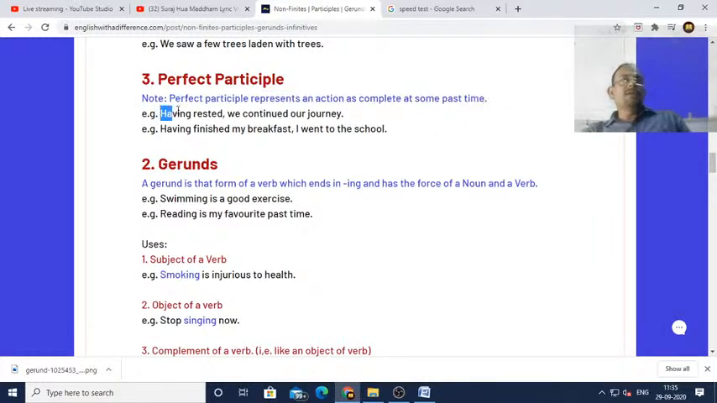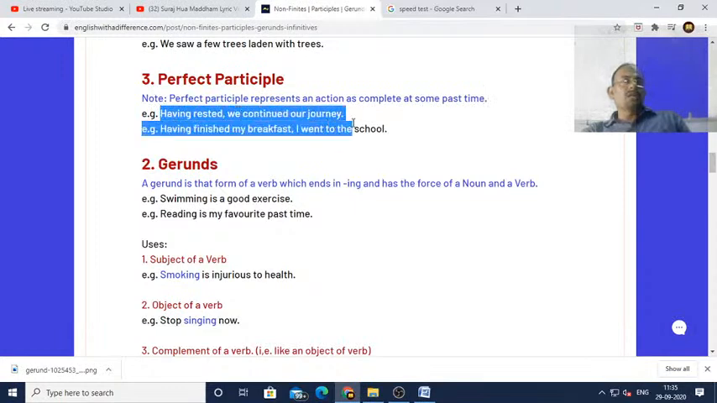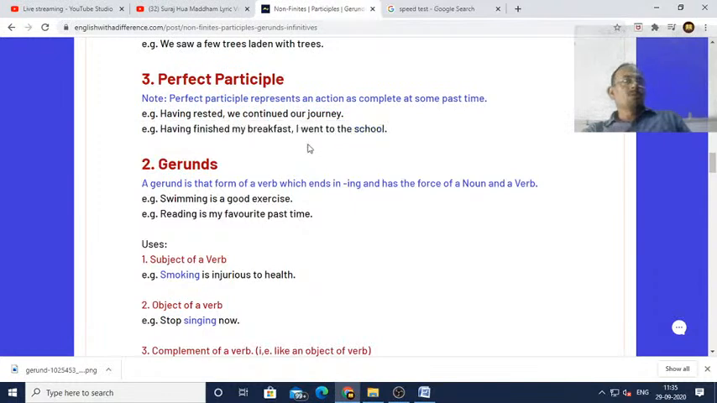For example, "Having rested, we continued our journey." "Having finished my breakfast, I went to school." As I told you, whenever you have the past participle with having, in combination it is called a perfect participle. Having finished is an example of a perfect participle. Likewise, having rested is also an example of a perfect participle. So that's all about participles, dear students.